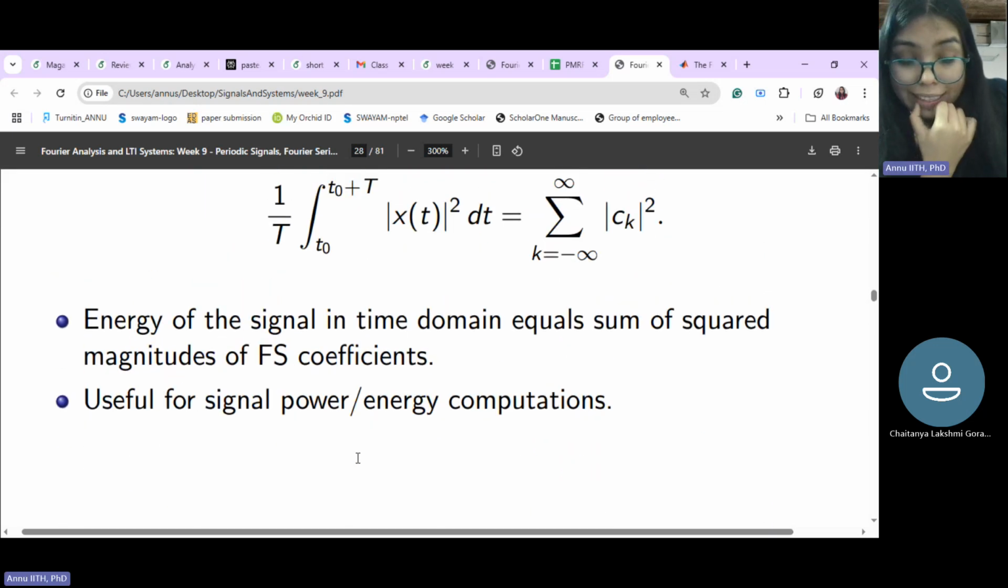So the energy of the signal, its power, it's my mistake. So energy of the signal and power of the signal in time domain is equal to the sum of the square of the magnitude of Fourier series coefficients, and it is useful for power and energy computation. So anytime you can replace with energy and power.